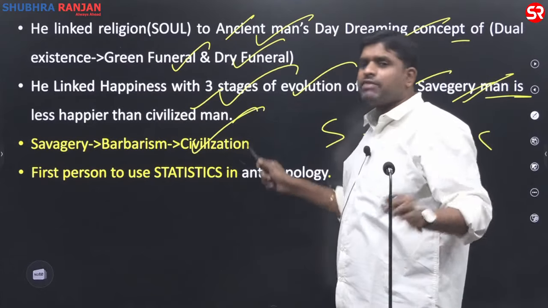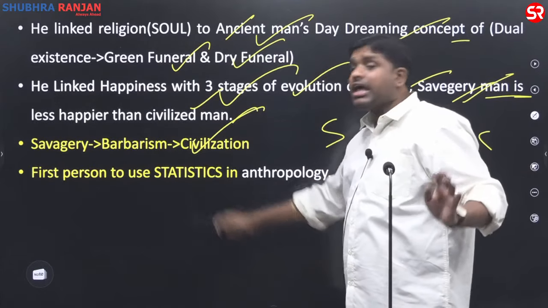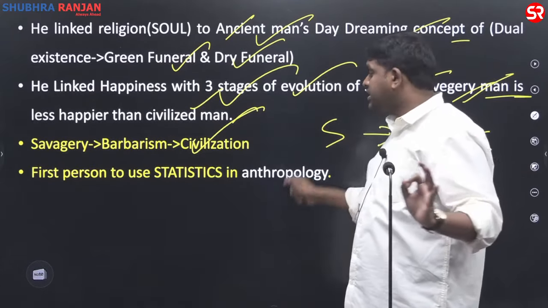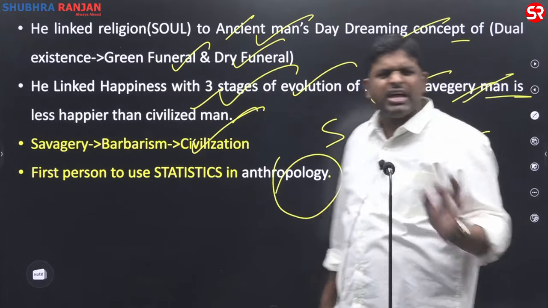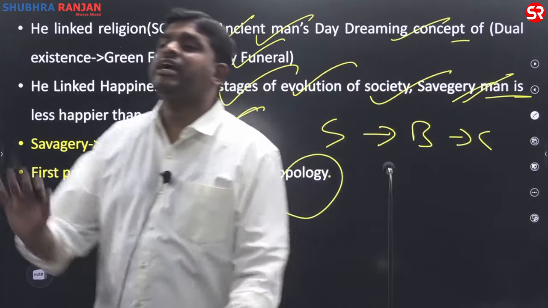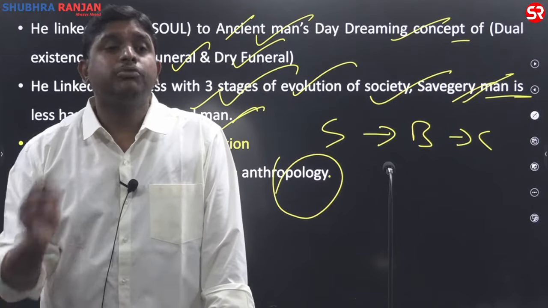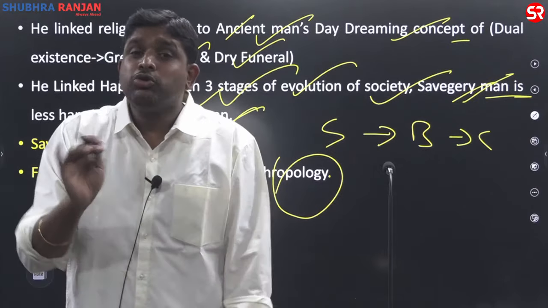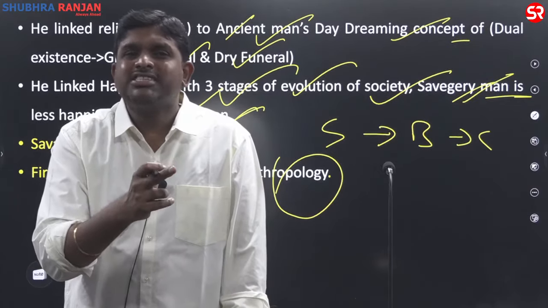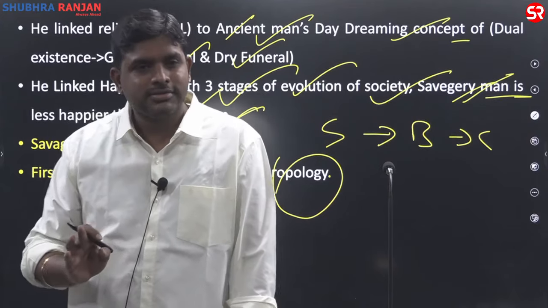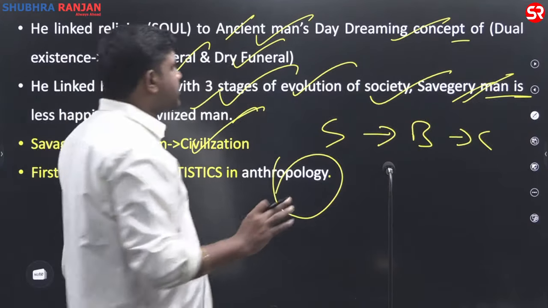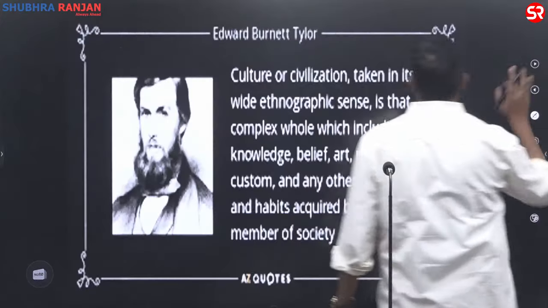So generally savagery to barbarism to civilization. He is the first person to use statistics, a little bit of statistics also used. He started comparing and he compared it. Up to now everything was bookish, but he uses some numbers. Using numbers is science or not? These are the contributions of E.B. Taylor.